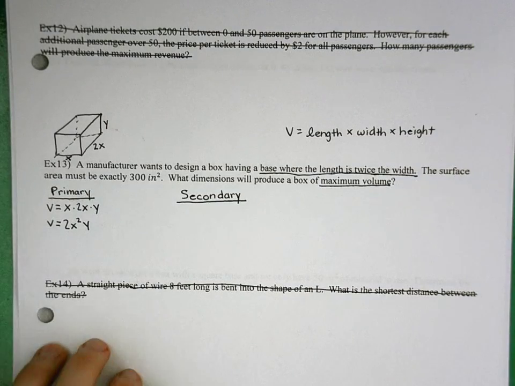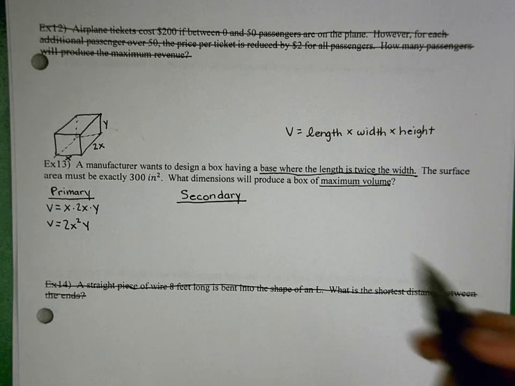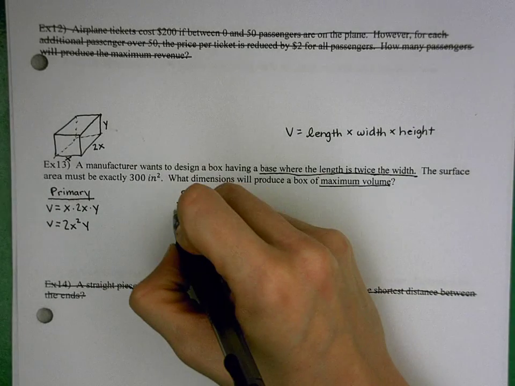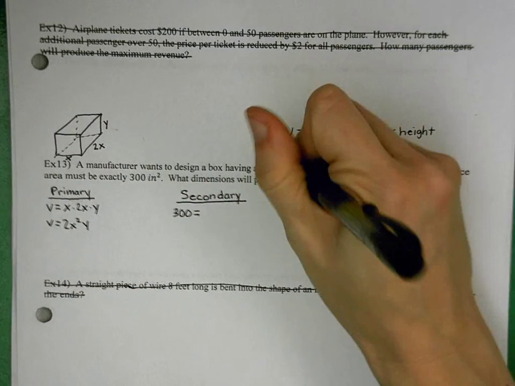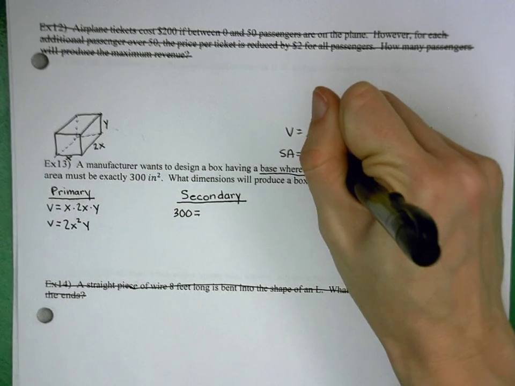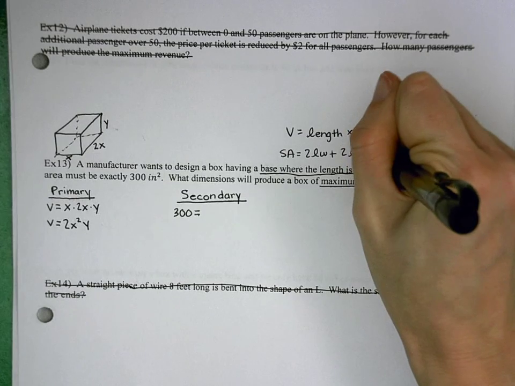My secondary equation then is something that's given. It might be a relationship, it might be a given quantity, but something else that's given. In this particular case, we're told that the surface area must be exactly 300 inches squared, and so that's going to be my secondary equation. Okay, and surface area of a rectangular prism is 2 of every pair, 2 length width, 2 length height, 2 width height.